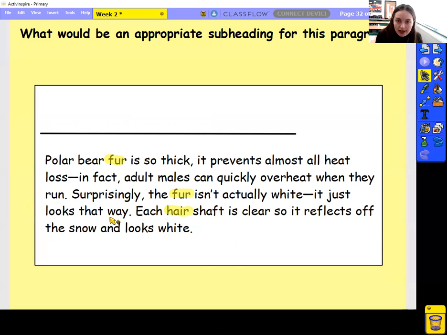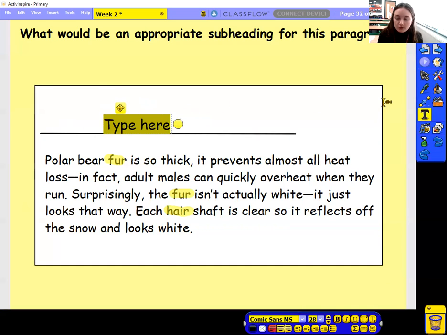I would like you to write a question, don't forget your question word and your question mark at the end, that we could use as a subheading for this paragraph. It needs to help us tell what that polar bear fur is like. What polar bear fur is like. How could we write that as a question? What do we want to know? Pause the video and write your question down.